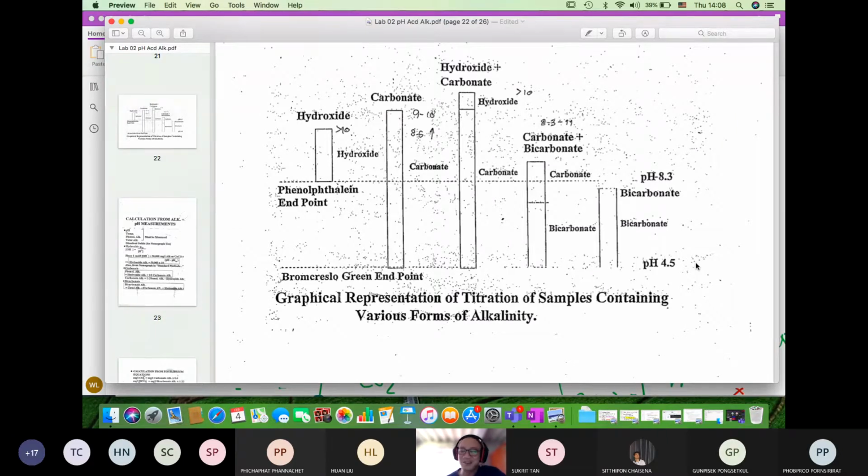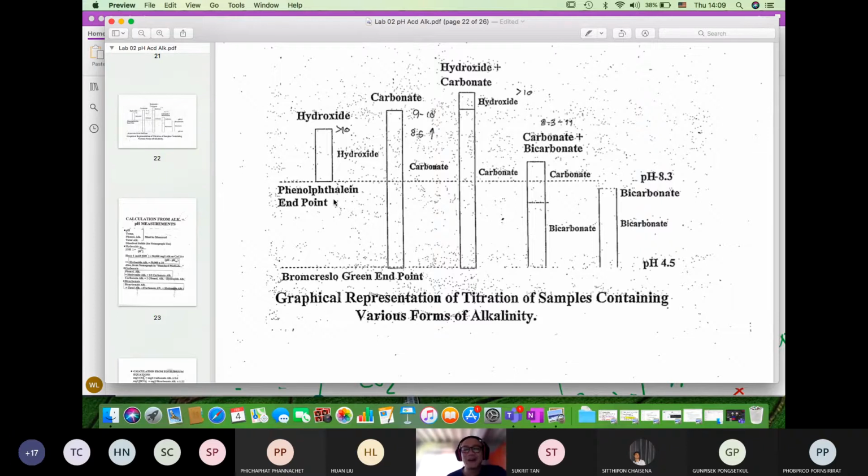Below 4.5, there is no alkalinity. Above 4.5, there is alkalinity. Okay, so if I give you a sample containing pH 3, for example, so if you are given a water sample with a pH of about 3, and I ask you to determine alkalinity and acidity, you shouldn't give any value for alkalinity, because in this case, the alkalinity cannot be measured. Okay, so at pH less than 4.5, there is no alkalinity.